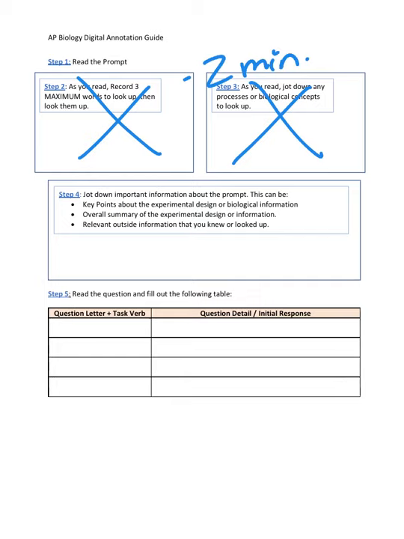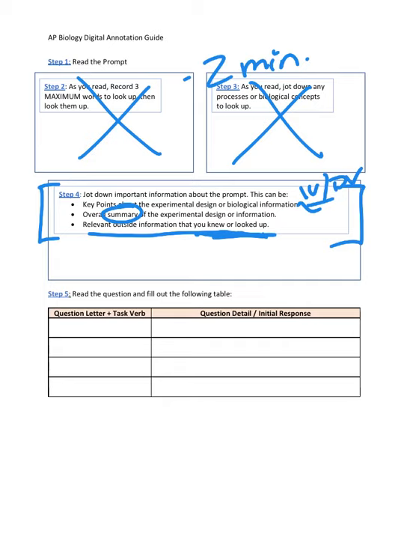Your step 4 is you're going to then write down important information about the prompt, okay? This can be key points about the experimental design or biological information, like IV, DV, control, right? If you have a transcription question, maybe you're jotting down information that you already know. That's your relevant outside information that you already know or that you looked up. That could be important. Also, just a summary of what's happening. This shouldn't be more than a couple minutes. I don't want you to take expansive notes, but I do want you to have some information down that you're picking out that's important.